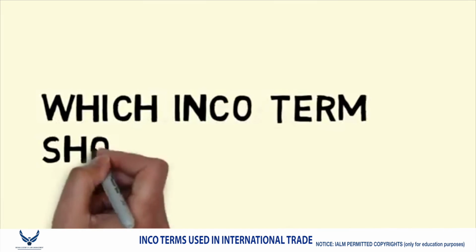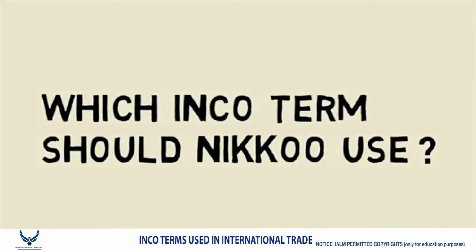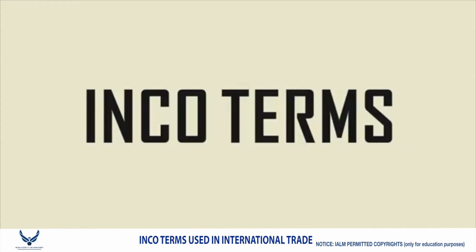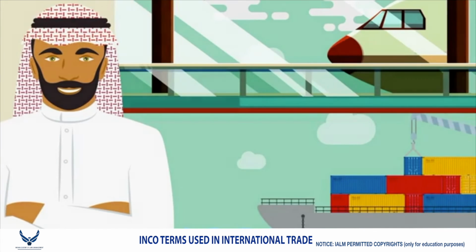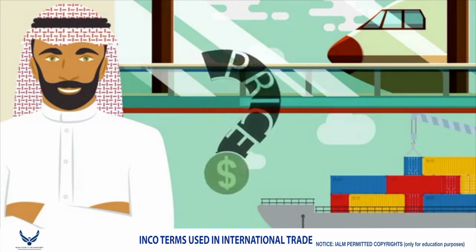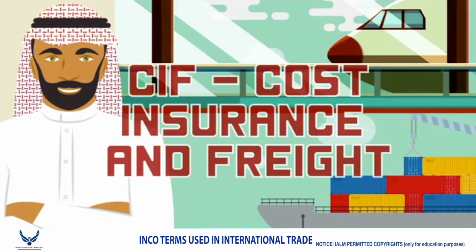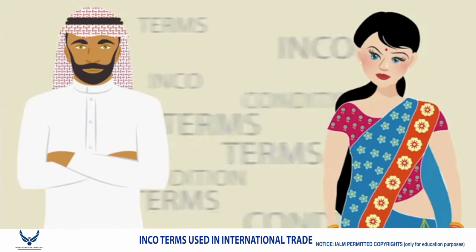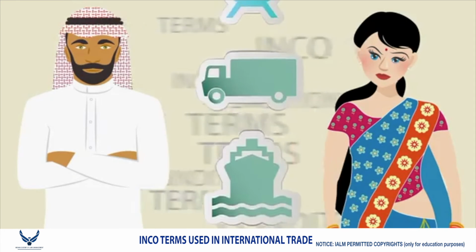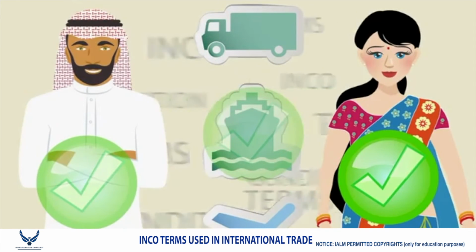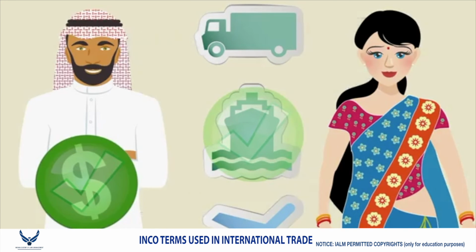Which INCO term should Nico use? The INCO term may be decided by the terms offered by the buyer. For example, the buyer might ask for price of the export item at their destination port. This would usually mean CIF. Further, in choosing the INCO term, one must also look at the mode of transport to be used and who is willing to bear the risk and cost of delivery.